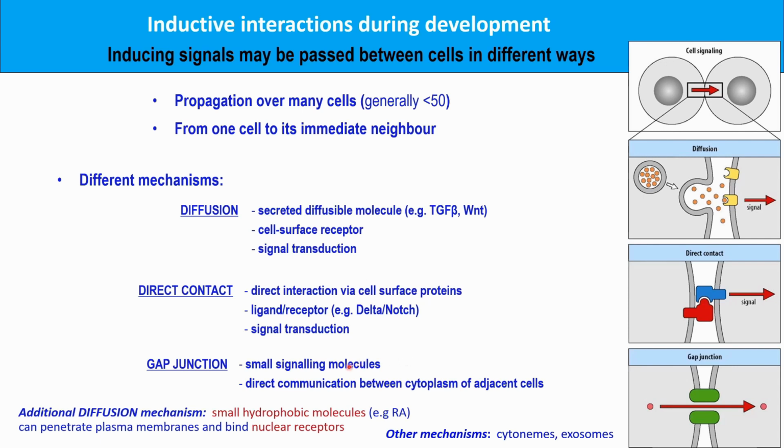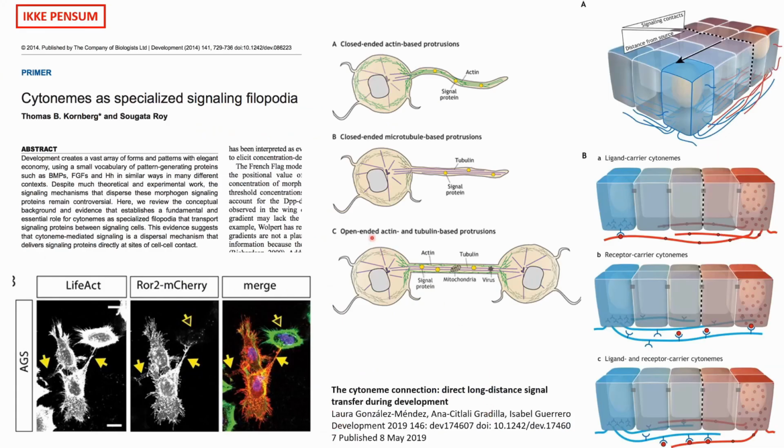We can mention that there are other ways, like small hydrophobic molecules, for example, retinoic acid. It can travel through the cytoplasm and penetrate plasma membranes, binds to nuclear receptors to cause transcriptional changes. And in recent times, it's become more and more appreciated that there are other mechanisms, and these include cytonemes and exosomes. And I just thought I would mention these very briefly, but they won't be on the exam.